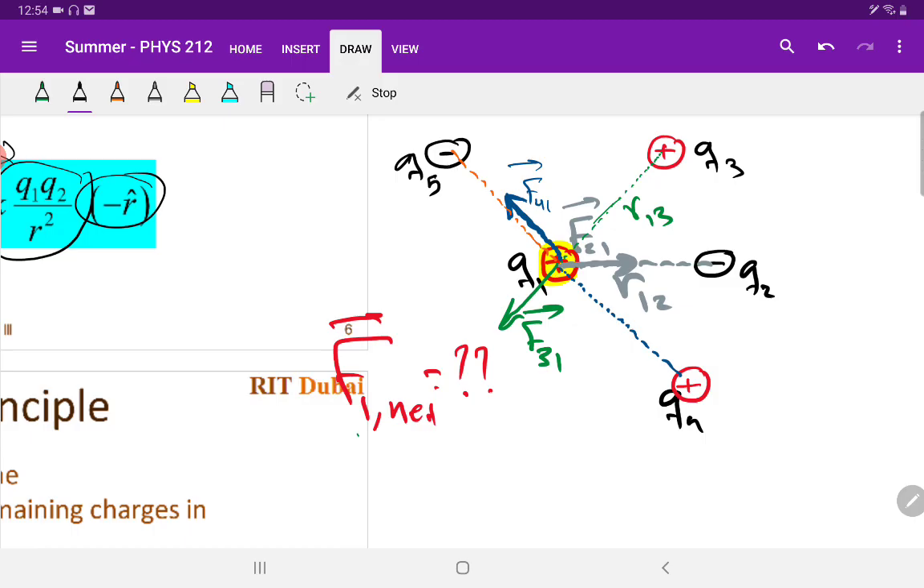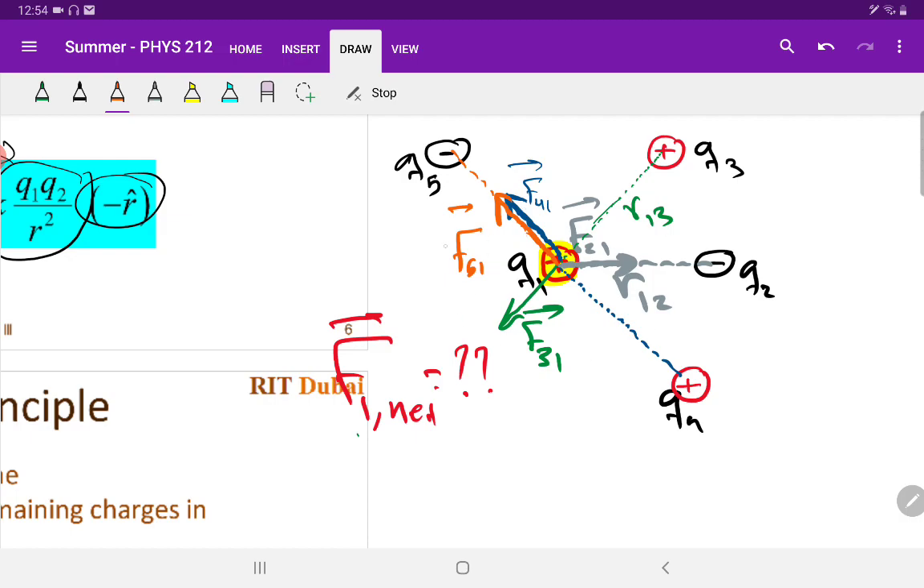Now, we know what kind of force we have. Since Q1 is positive, Q5 is negative, so we expect to have an attractive force, and that's why this force will be parallel to that line. So this will be F51. Now, how many vectors do we have here? We have F21, F31, F41, and F51.